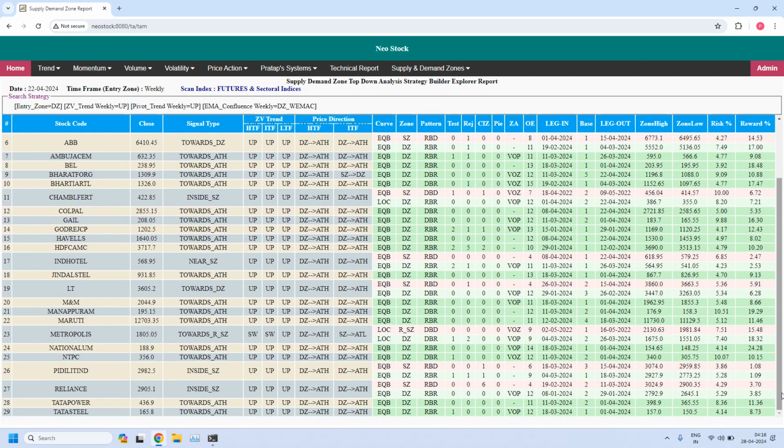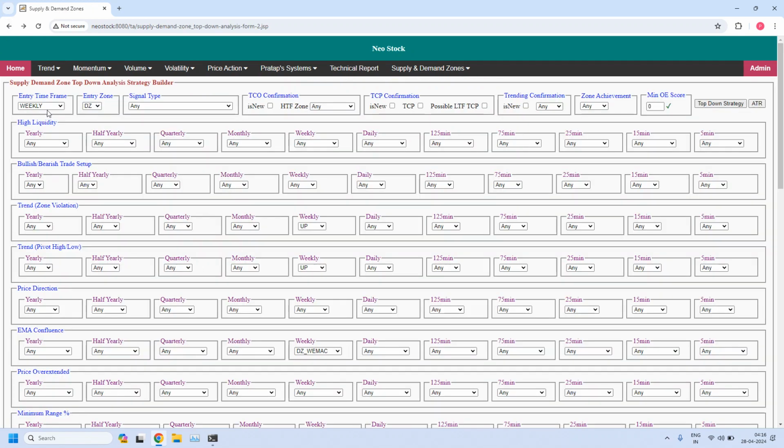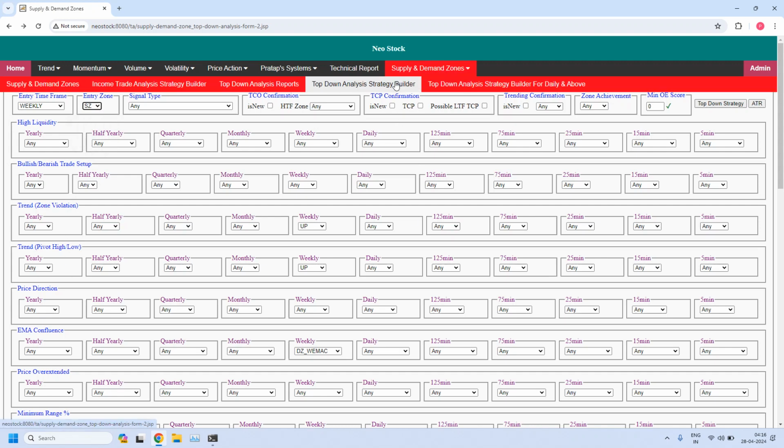Okay. Now next, let us look for bearish stocks having supply zones with weekly EMA confluence. These are all bullish stocks, so for a bullish trade setup, you can use this information. So I am going back. On the weekly time frame, now I am selecting supply zone. Let me start in a fresh way.